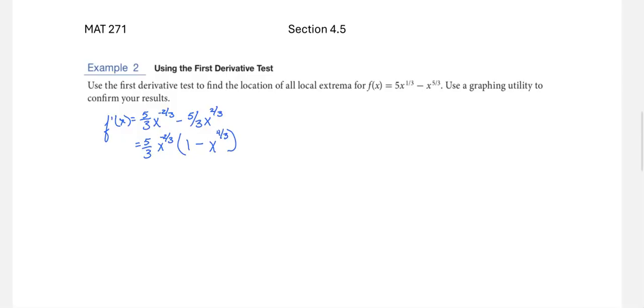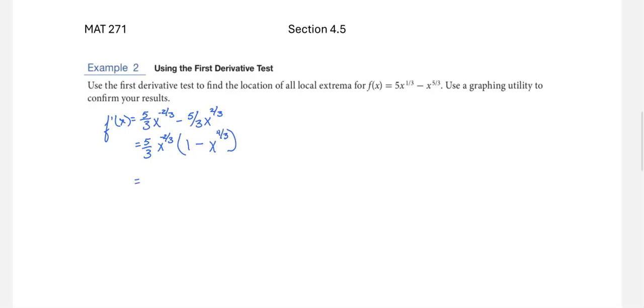Okay, so we can always check it by redistributing. If I redistribute here, I'll get 5/3 x to the negative 2/3. And then here, I'll have that negative 5/3. Remember, when we multiply and we have the same base, we add the exponents. So negative 2/3 plus 4/3 will give me that 2/3 exponent.